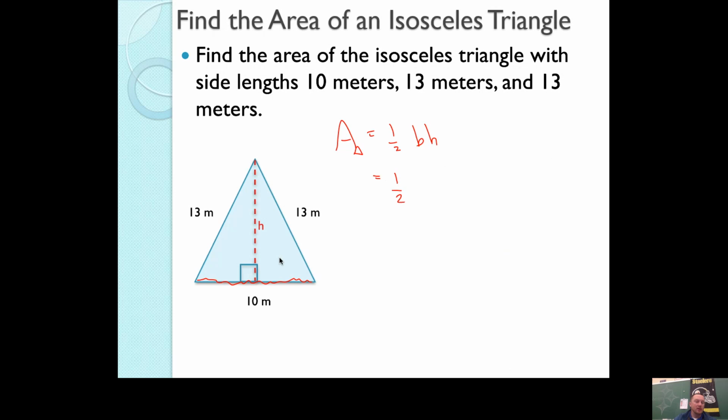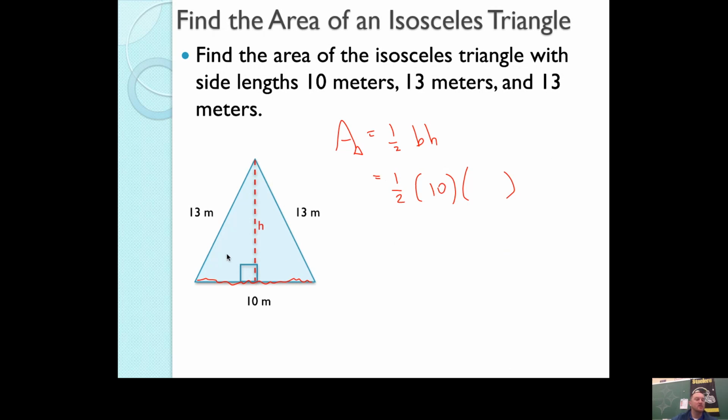So this is really like a 4th grade problem, except we're going to throw in some Pythagorean theorem so we can find this height. The base we do know, the height we don't know. The base we know is 10, so we're going to put a 10 right here. 1/2 times 10 times a number.